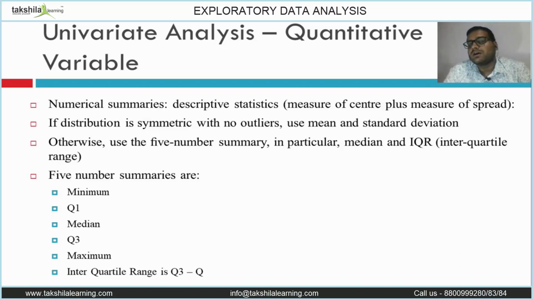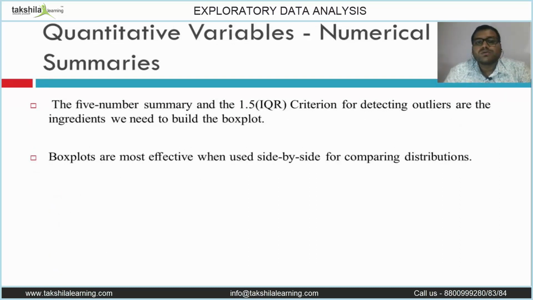If the outliers are not impacting the data much, we can directly remove that data. Then, for a quantitative variable, the numerical summaries: the five numerical summaries and the IQR times 1.5 are the criterion for detecting outliers. As I said, these things help us detect the outliers, and the box plot is the most effective way when we use it side by side for comparing distributions. So one of the best reasons I can say is outlier detection.